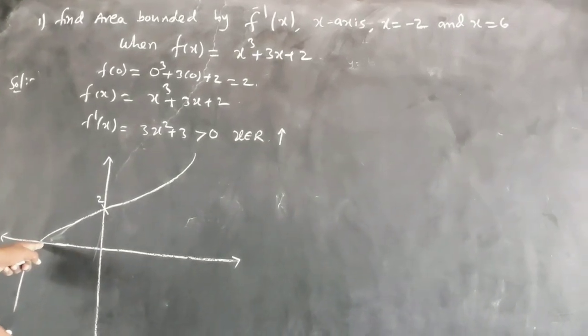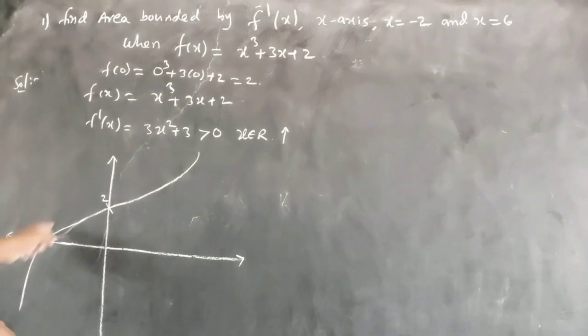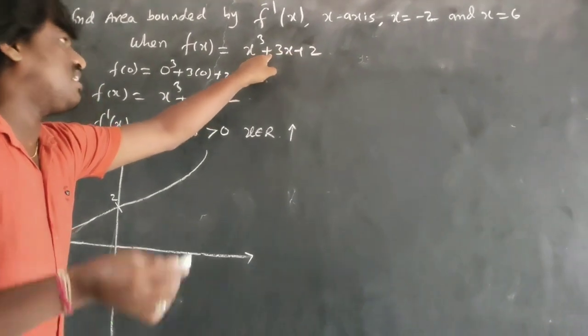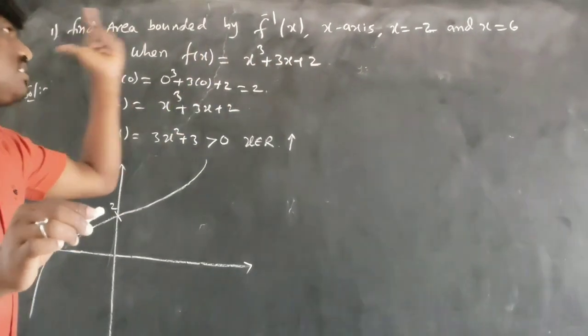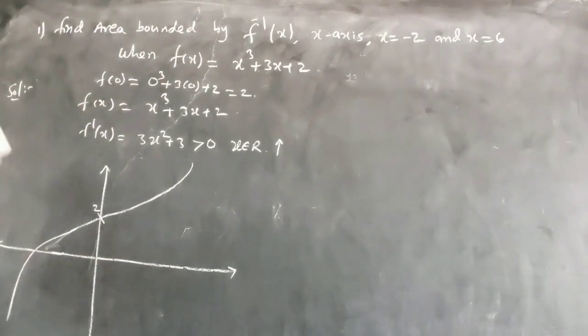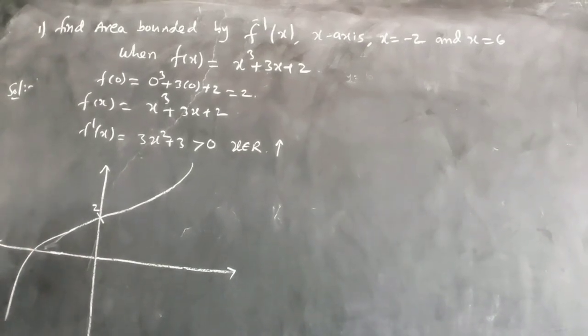To find this cutting place, I have to keep y is equal to 0. If I keep y is equal to 0, then I get the factors of this, and then I can come to know for what value it happens. But that is not required right now. Right now, no need to find this intersecting point.